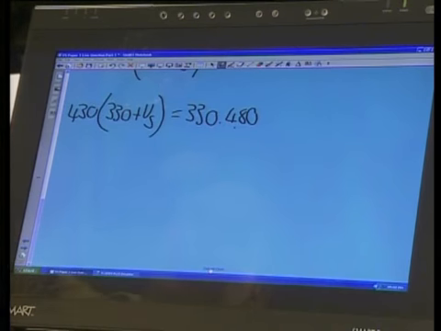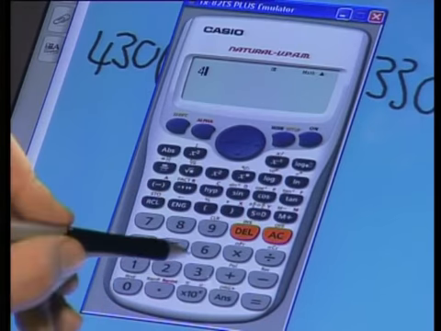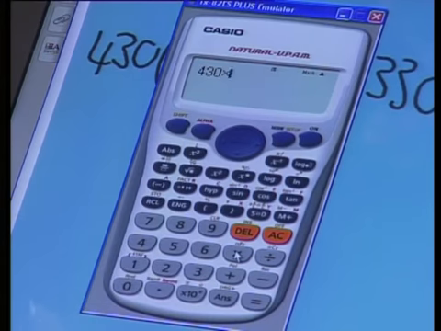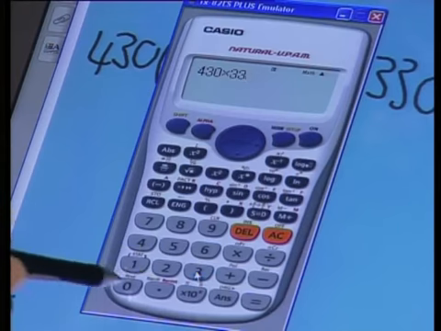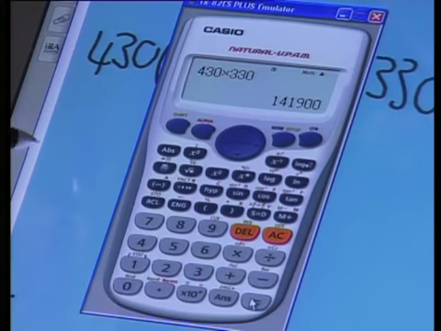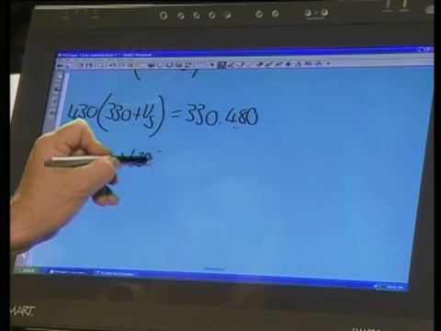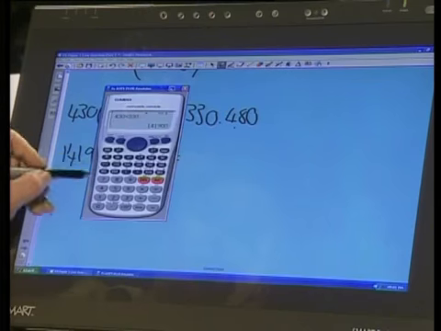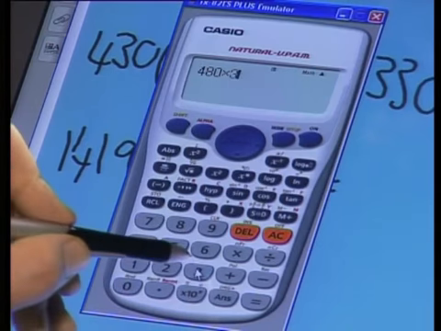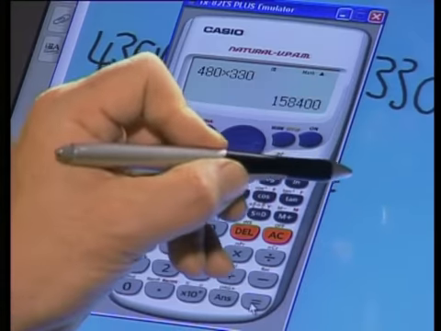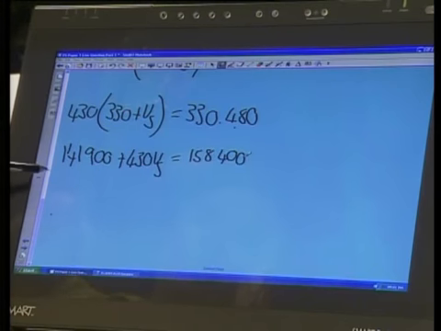So now let's call up the calculator, and clear that previous thing. We're going to say 430 multiplied by 330. That gives 141,900. Okay, will you remember that number? 141,900, plus 430 VS is equal to, now we want 330 times 480. So 480 times 330 equals 158,400. Yes. And what we're going to do next is we're going to subtract.